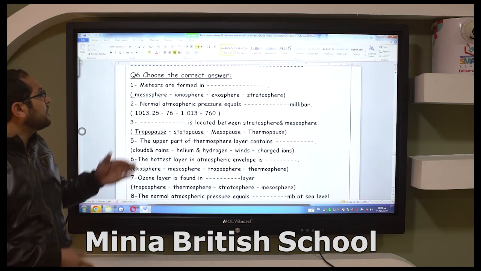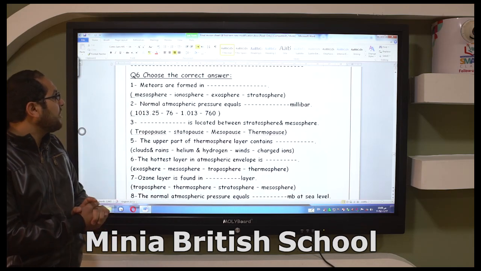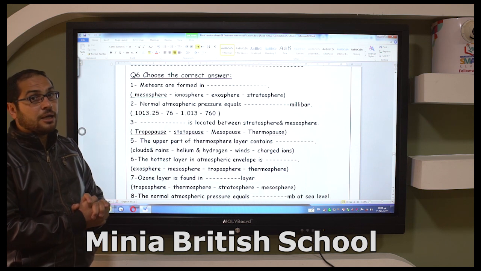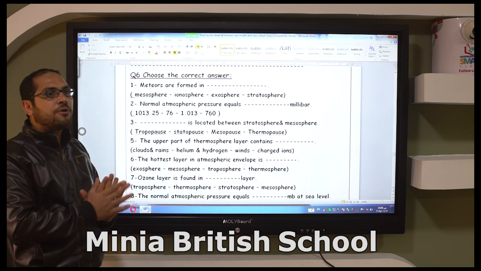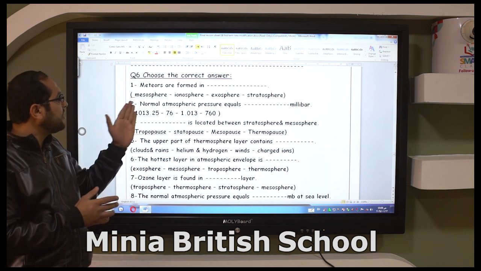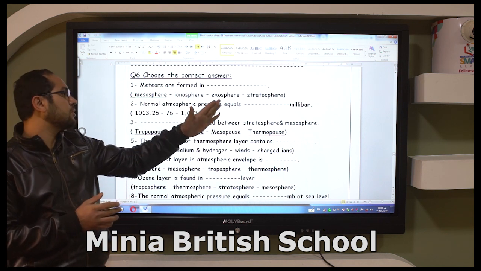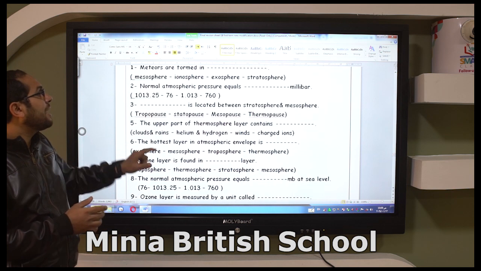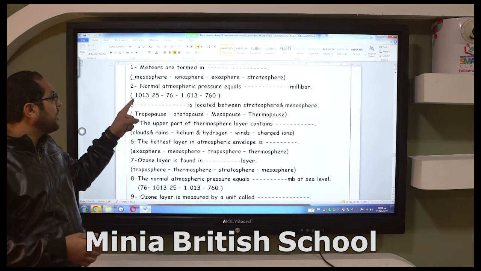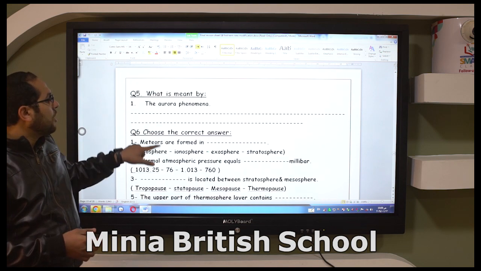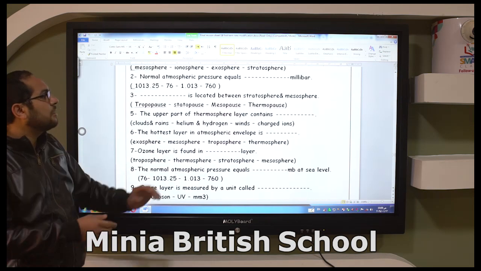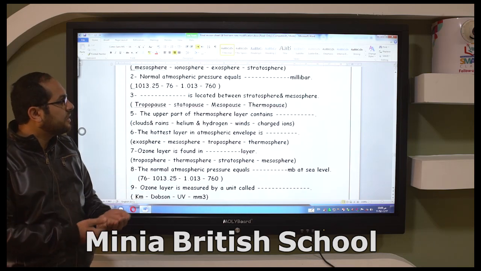Choose the correct answer. Meteors are formed in the mesosphere. What is the name of this layer that protects the Earth from the celestial rocky masses? Mesosphere, or ionosphere, or exosphere, or stratosphere? Mesosphere. Normal atmospheric pressure is 1013.25 millibar. What is located between the stratosphere and the mesosphere?